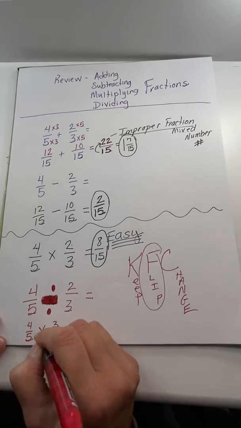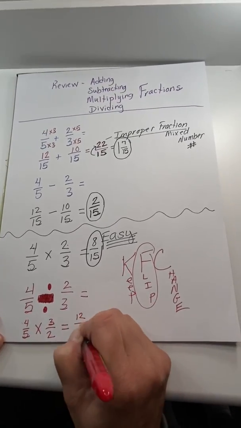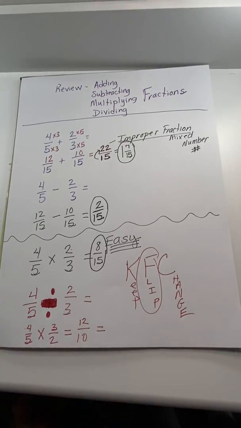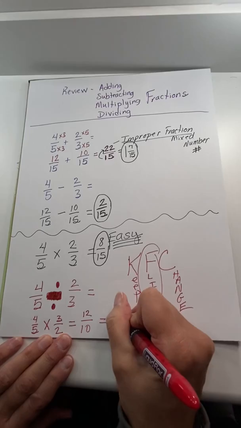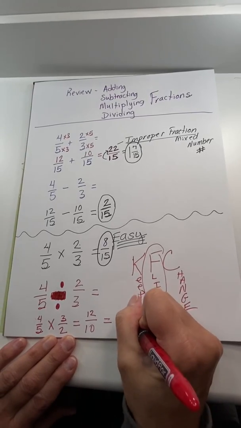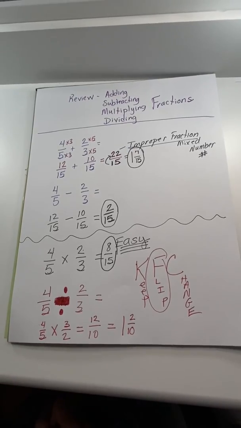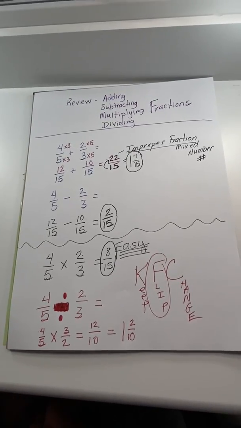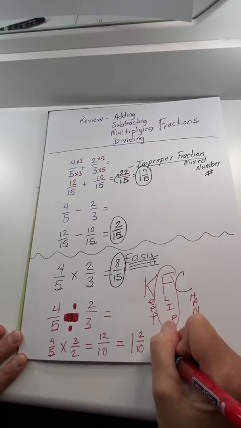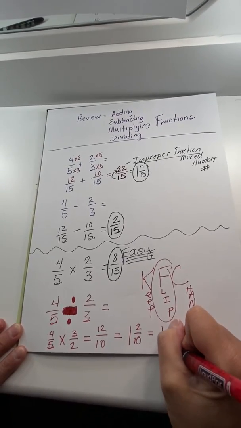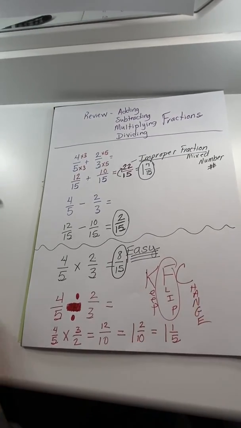And then we have 4 times 3, which is 12, and 5 times 2, which is 10. Uh-oh, we do have an improper fraction. So how many times does 10 go into 12? 1 time, 2 left over, and the denominator stays a 10. We still have a problem with this one though, because we haven't had to simplify anything yet. Here we have the 2/10 can be simplified, and that simplifies down to 1 and 1/5.